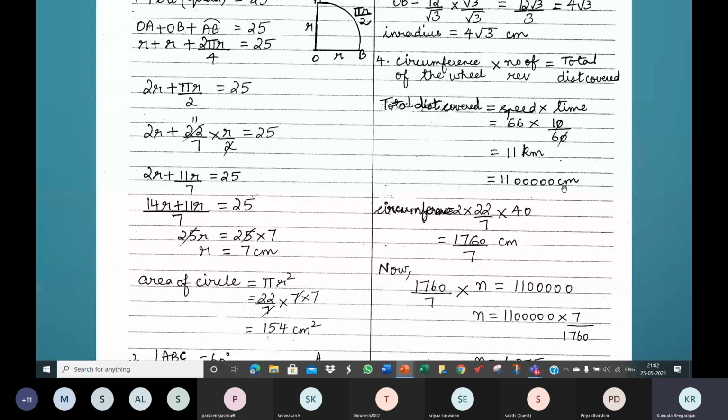The unit should be the same in one equation. You cannot have meter and centimeter in the same equation. So this is the rule, children. This is the formula. Now find the circumference of the wheel, have it as a fraction, then find the total distance covered in centimeters, substitute in this formula and get the number of revolutions.